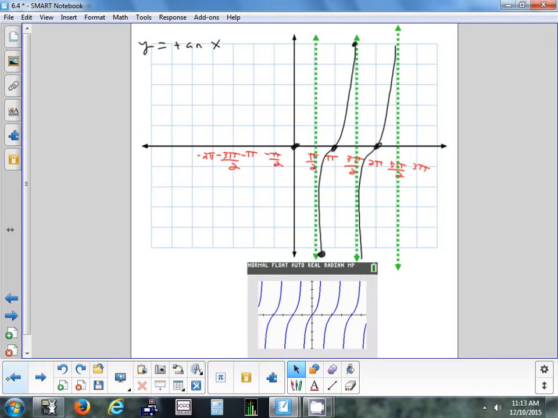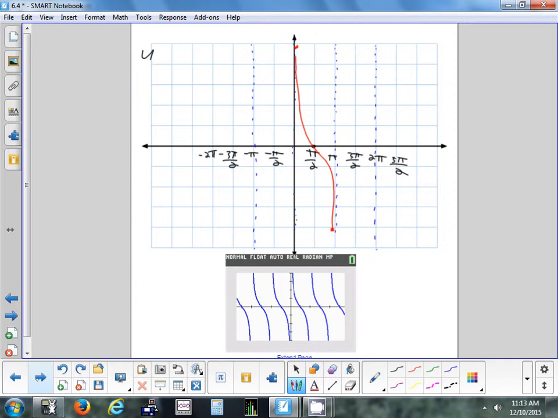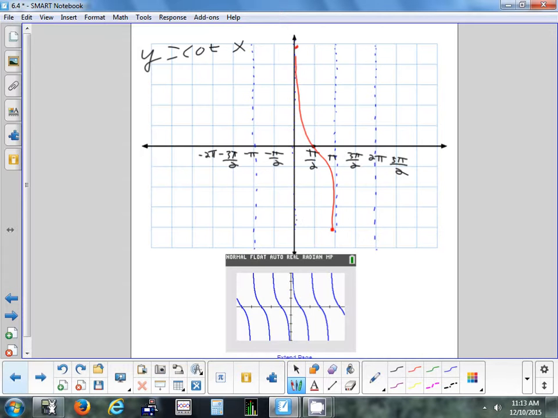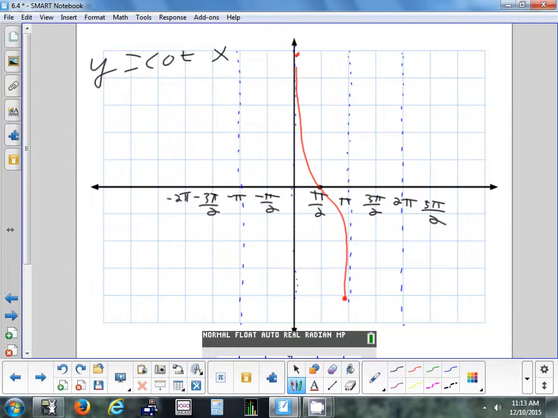All right, so we've got our graph of tangent, and this is cotangent. Okay, notice how often tangent and cotangent repeat. With sine and cosine, how often did they repeat if you didn't alter them? Every 2 pi. But notice what would happen if you went to 2 pi on cotangent. How many times would it have repeated between 0 and 2 pi? It would have repeated twice.